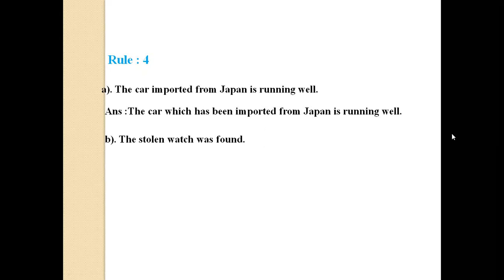Number B, the stolen watch was found. Here stolen is past participle of steal. So make it complex like this: the watch which was stolen was found.